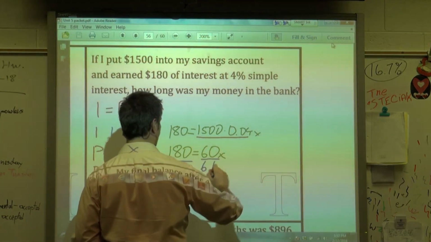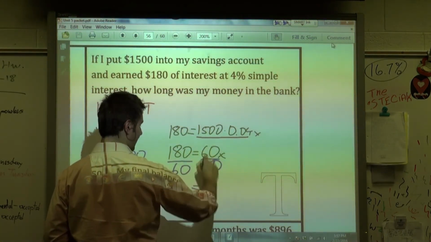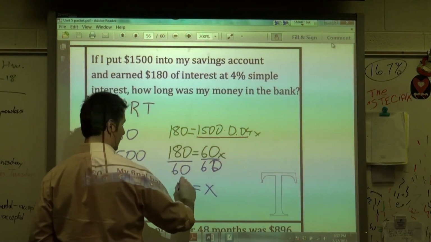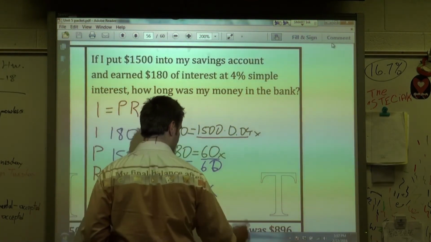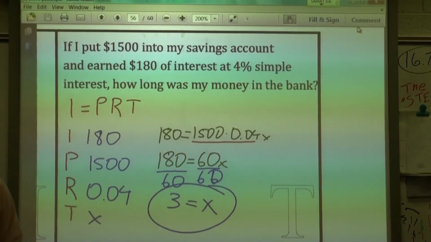If I divide both sides by 60, I'm going to get x on the right side and 3 on the left side. Therefore, our answer is 3 years. That's the amount of time that we're going to need.